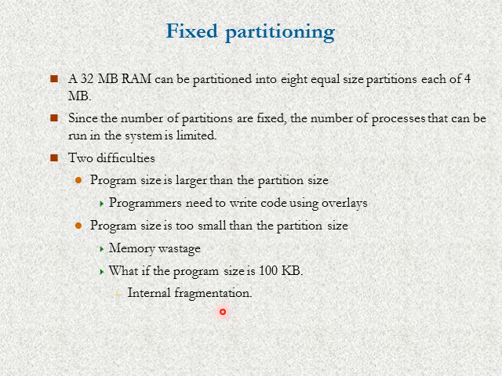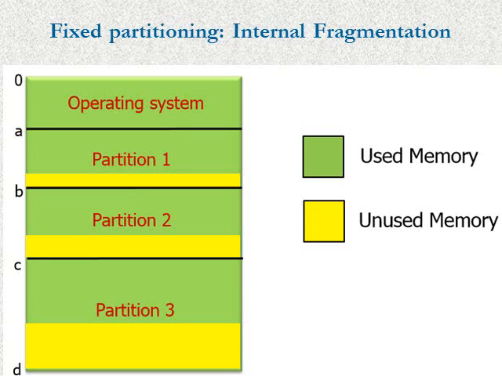So internal fragmentation is a concept which applies to the wastage of memory in the fixed partitioning method, where if the size of a process is smaller than the size of the block, then the remaining memory will be wasted, and it is termed as internal fragmentation. So over here we have a pictorial representation of this internal fragmentation. You can see that we have 3 partitions in here, and these are the sizes of the processes that are loaded onto these partitions, and this yellow space is the unused memory.